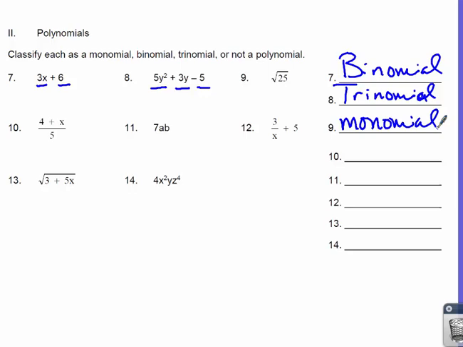Now number 10 is a little different. Number 10, we can actually break this apart. Some of the things that we don't sometimes understand that we can do, but you can break this one apart into x over 5 plus 4 over 5. So I can break that down, and this now becomes 2 terms, which is a binomial. Okay, number 7, we've got no plus or minus. Our exponents on our variables are whole numbers because they're both going to be 1s. Okay, so this is a monomial.